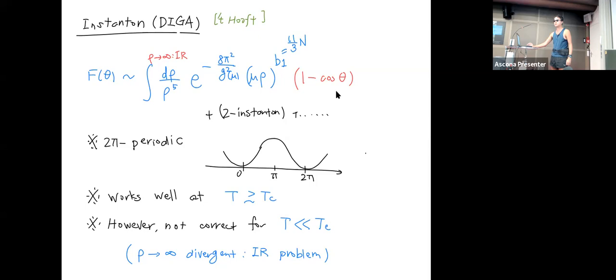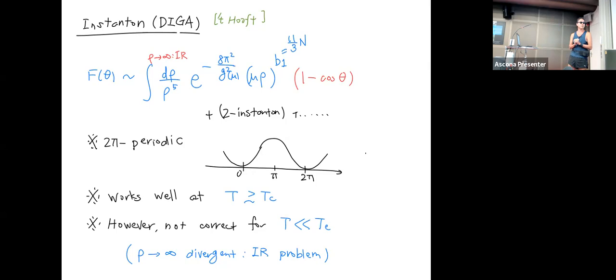Whatever the structure is, the crucial point here is that it's 2π periodic, which is of course natural because the theta angle is 2π periodic. So the potential looks like this. I'm not good at writing the cosine function, and maybe there's a deviation, but anyway, it's 2π periodic. This is what people call the dilute instanton gas approximation, or instanton approximation. It actually works when the theory deconfines above the critical temperature.